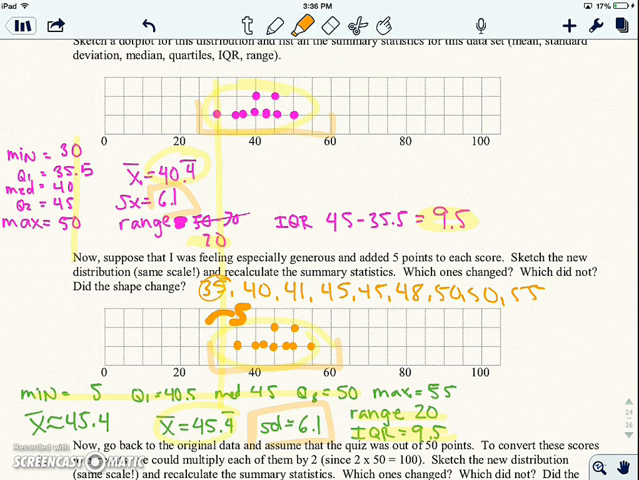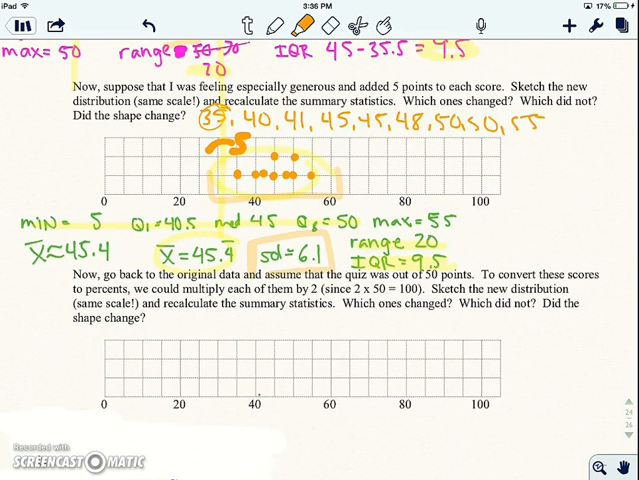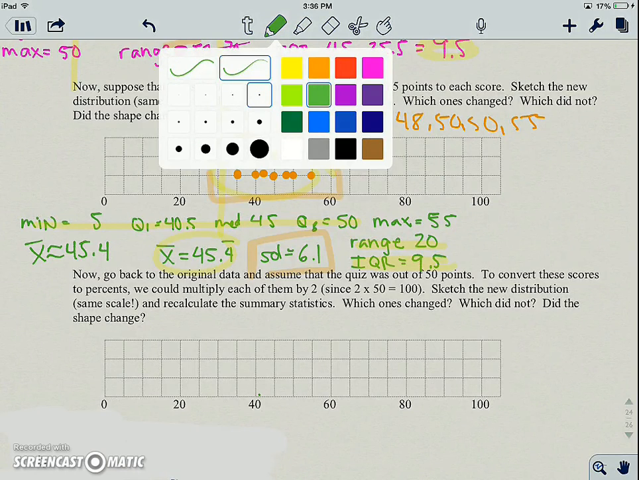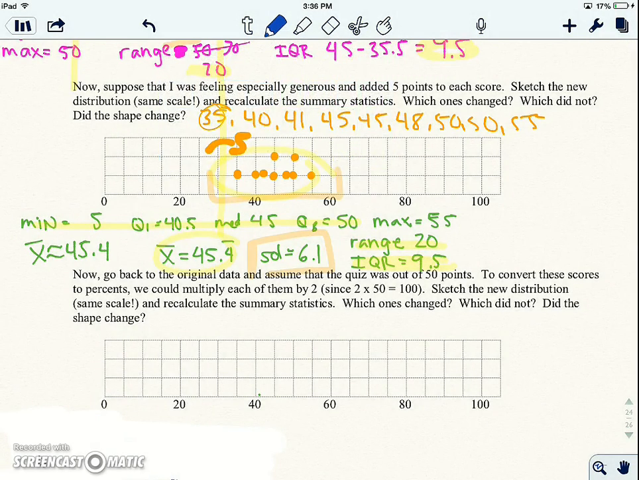Okay? All right, so now let's go back to the original data and assume that the quiz was out of 50 points. To convert these scores to percents, we could multiply each of them by 2, since 2 times 50 equals 100. Sketch the new distribution, which was this, we want the same scale, and recalculate the summary statistics. Which one changed? So again, you could do the same thing, go back to your calculator, go into List 3, multiply everything, or you could do it in your head.